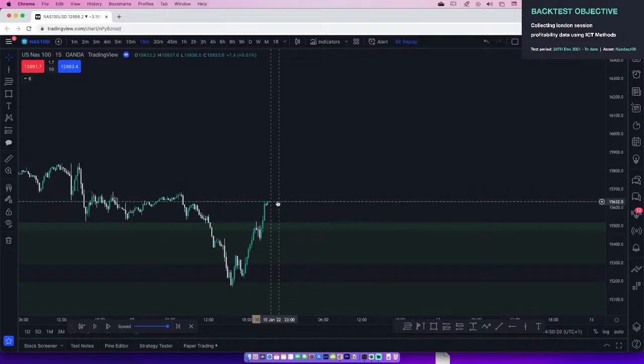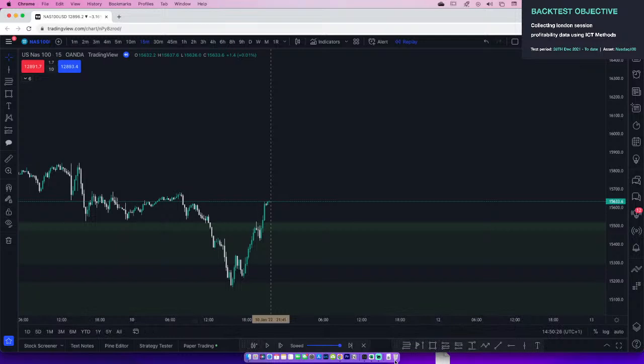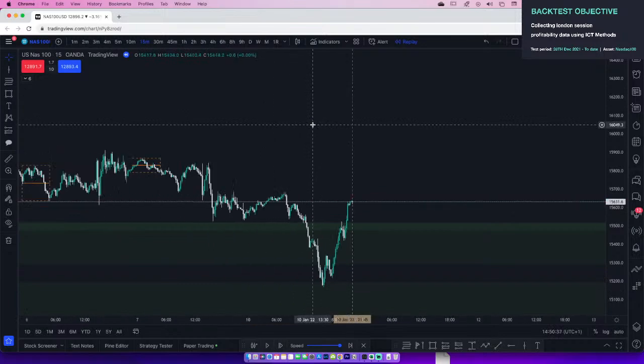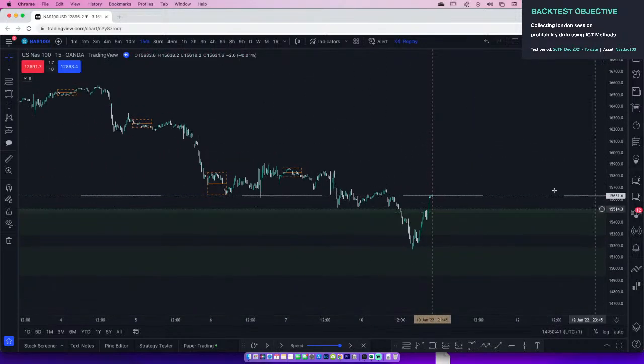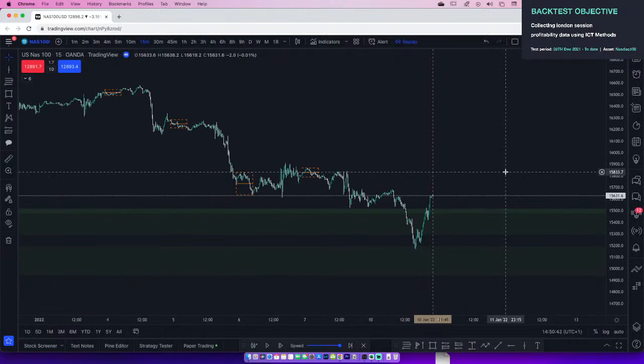All right, this is the final backtest for this London session on using ICT concepts. Previously, the last two sessions I was struggling a lot, mainly because of me not being able to look at the daily bias, as I like to use the daily bias to determine my directional bias.